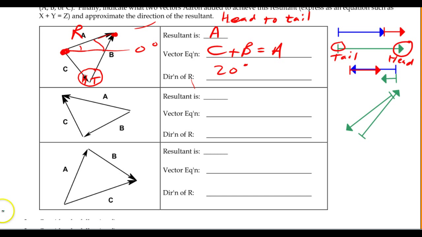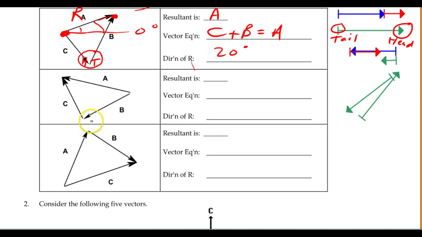Okay, and the next one, again, you want to look for head to tail. So you want to look for where you have the head of one vector to another. This one would be B plus C equals A. So again, A is the resultant. This time you put the protractor along this line like so, and you measure the angle. It's going to be beyond 90. You're sweeping again from 0, so it's going to be around 168 degrees.